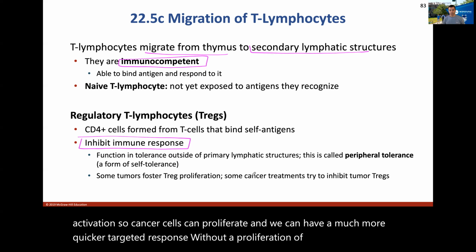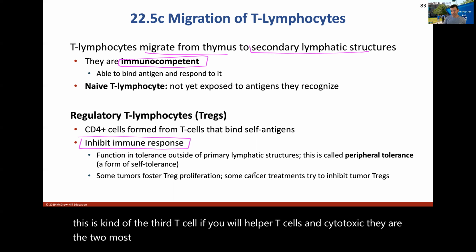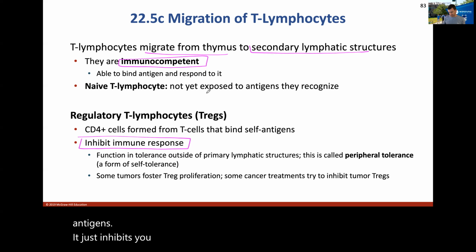So this is kind of the third T cell, if you will. Helper T cells and cytotoxic T cells are the two most important. Regulatory T cells are CD4 cells that bind self-antigens, and it just inhibits the immune response, okay? The stuff that I've got highlighted, that's probably the main things you want to focus on.